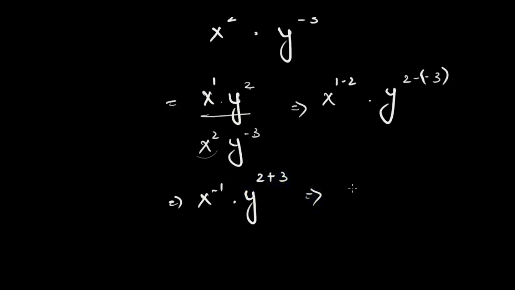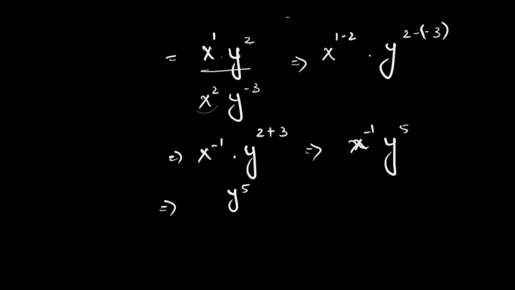That is equal to x to the power of negative 1, y to the power of 5, because we're supposed to leave positive exponents only. So finally we would write down y to the power of 5, and this x to the power of negative 1 will be reciprocated. And we get y to the power of 5 over x as the final answer.